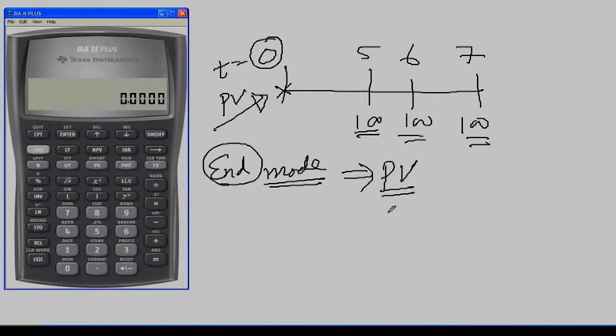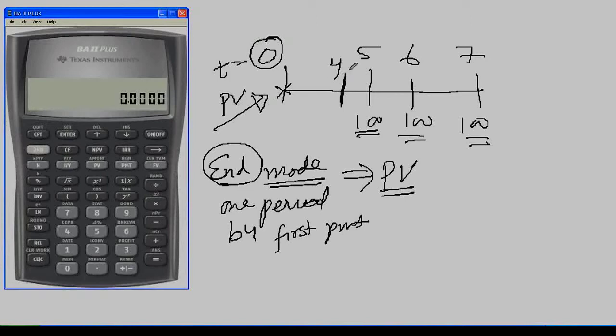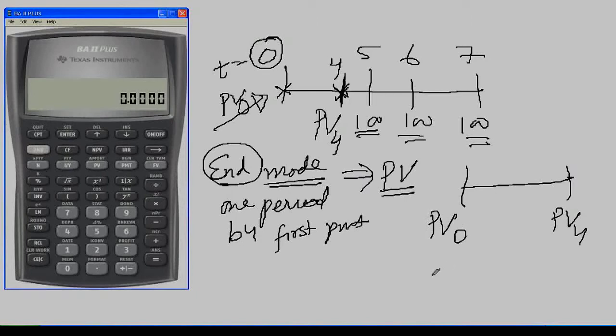Will the PV come at 5, 4, 0? Where? Remember we have said that when you are using end mode, the PV will come one period before the first payment. So it should come at 4, one period before the first payment. So you have got PV at 4, let us say PV 4. But I am interested in finding out PV at 0. So what you have is PV 4 and you want to have PV 0.